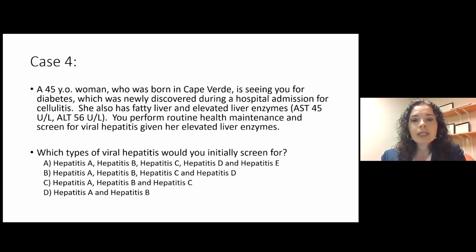Hep A, B, C, D, and E, Hep A, B, C, D only, Hep A, B, and C, or just Hep A and B? Well, we don't usually screen for hepatitis E as a chronic cause of elevated liver enzymes, which this patient likely has, so we don't check that one. Hepatitis D is only important if someone is known to have hepatitis B, so we don't routinely initially screen for that. And the choices are between screening for hepatitis C or not. And the answer is actually C in this case.